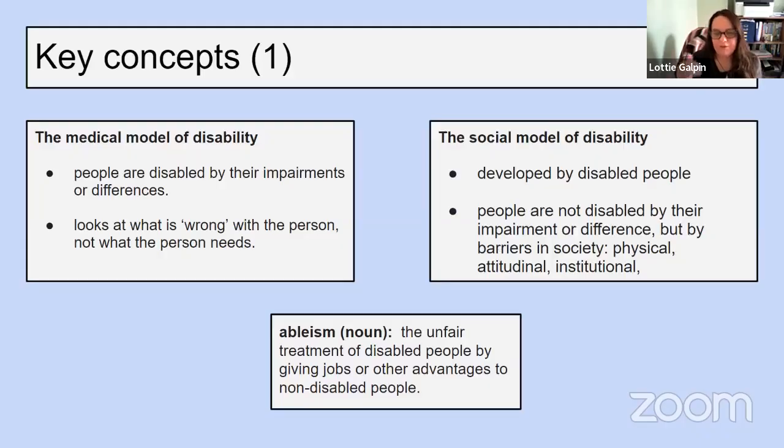And then the final concept I want to have a quick look at is ableism. So the dictionary definition of this is the unfair treatment of disabled people by giving jobs or other advantages to non-disabled people. And clearly this fits more with the medical model of disability. So it's more of a traditional kind of discriminatory view. If you're being ableist, you're discriminating, you're creating barriers for disabled people. So this is a term that's going to come up through the talk, and I just wanted to make sure everybody understood before we go forward.